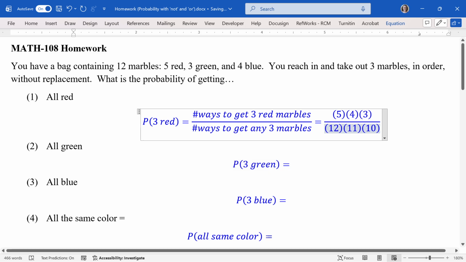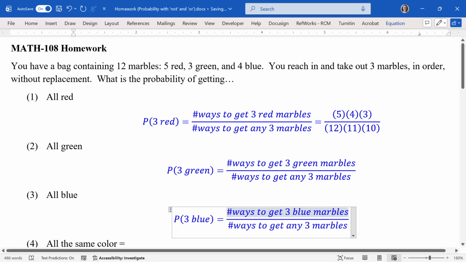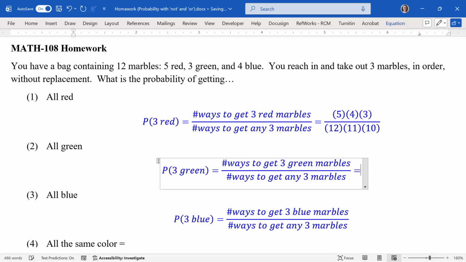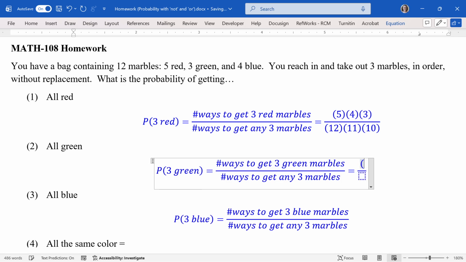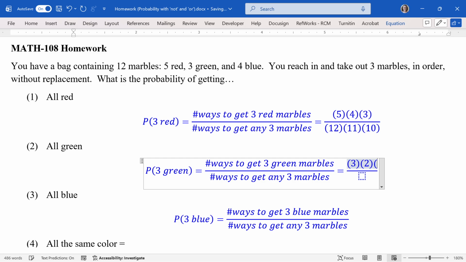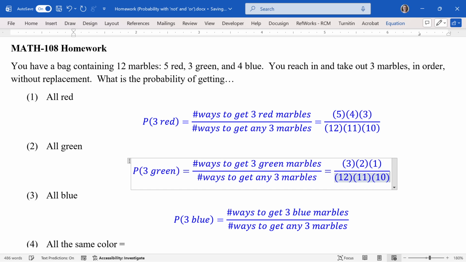Okay, so it's pretty much going to go the same way for the next 2 questions. In fact, it's so similar that I'm going to be really efficient. I'm saying efficient instead of lazy. And I'll just paste this text here and just put the word different colors. Okay, so once again, the number of ways to get 3 green marbles. We have 3 in the bag, so 3 choices for the first one, and then 2 choices for the second one, and 1 for the last one. And then the same denominator as before. It's the same experiment, so we got the same denominator.